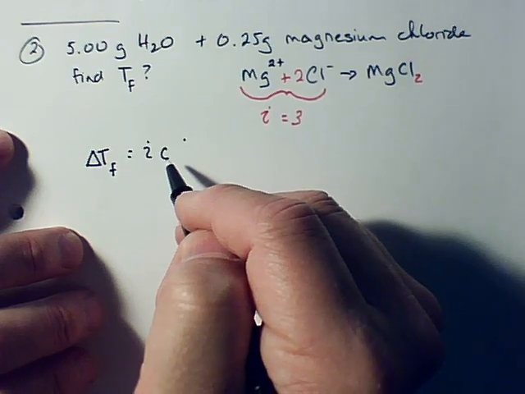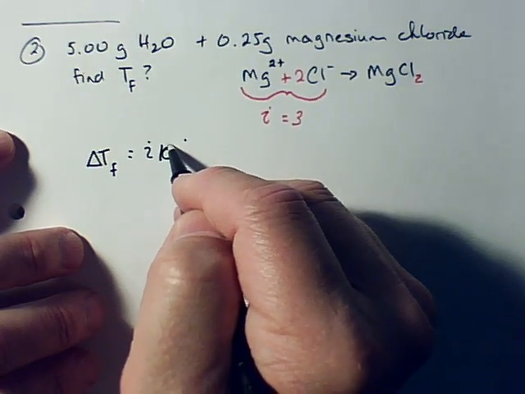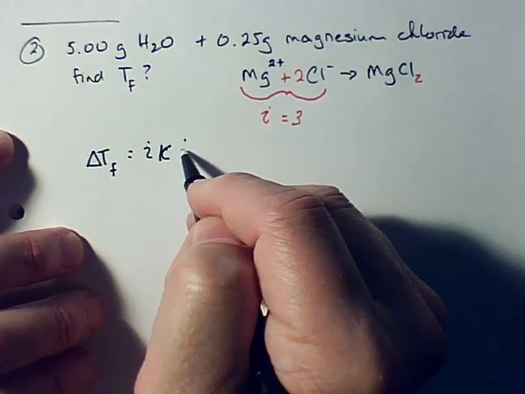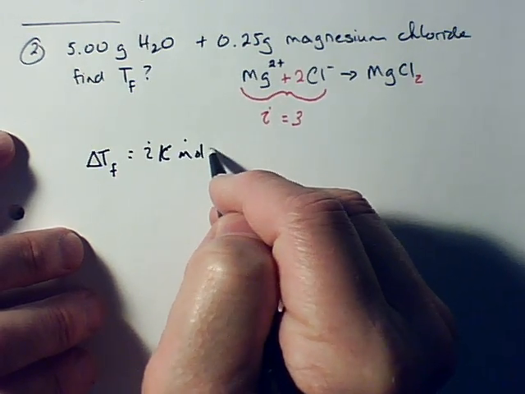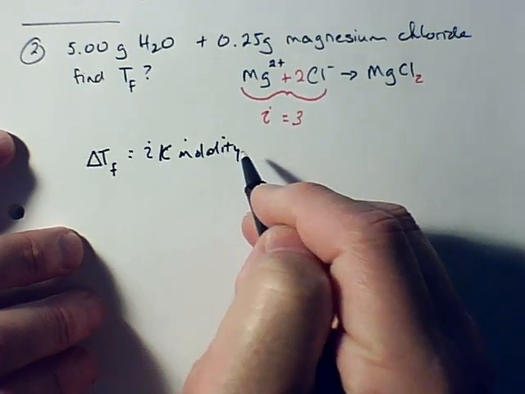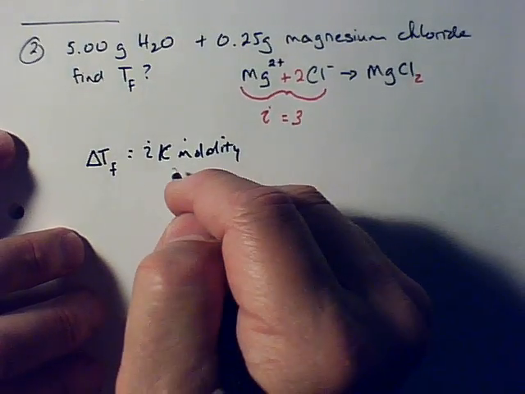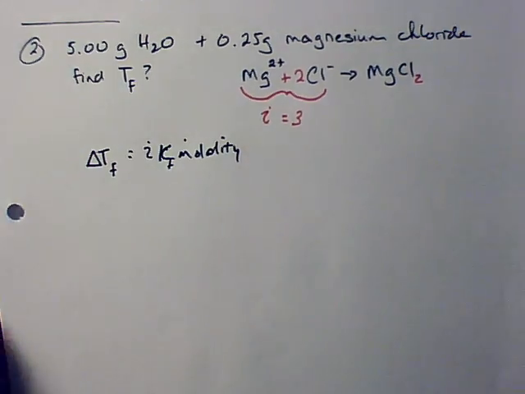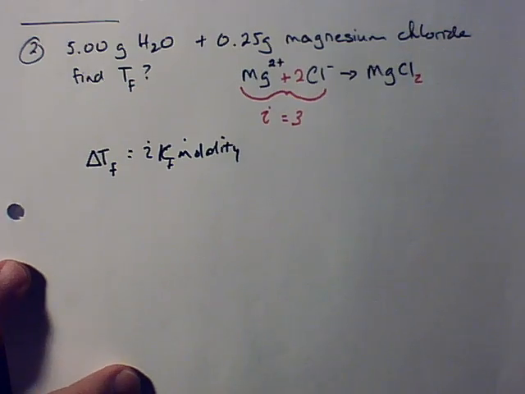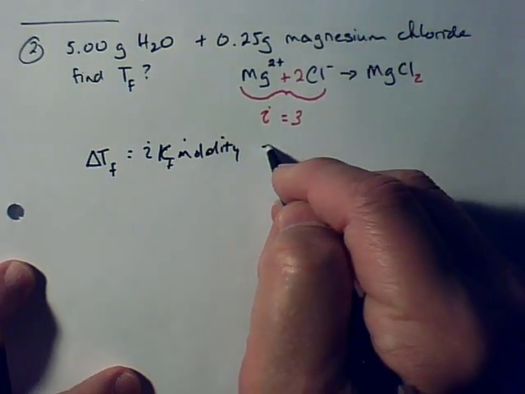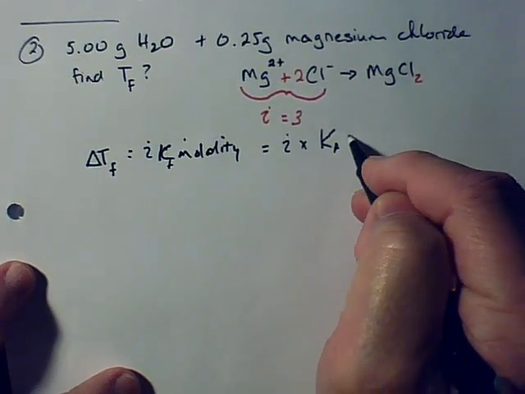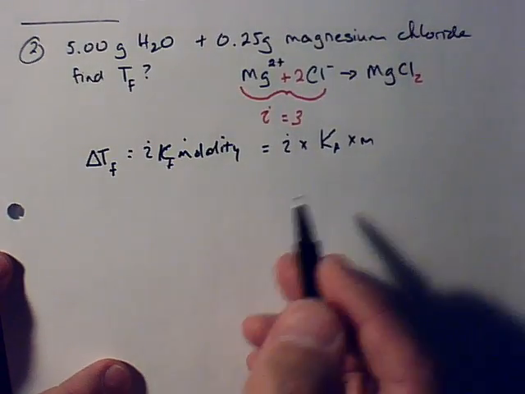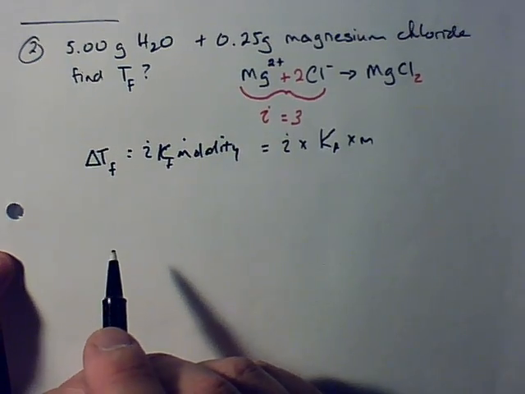No, K, wait a minute. It's K, right? And then, what's the last one? Molality, m. Okay, I'm sorry. I'm trying to think of it. Yeah, K sub F. It has to be the right freezing temperature constant, not the boiling temperature constant. So sometimes you see it written like this: i times K sub F times m for molality. Either one of those 2 ways of writing the formula is perfectly okay.